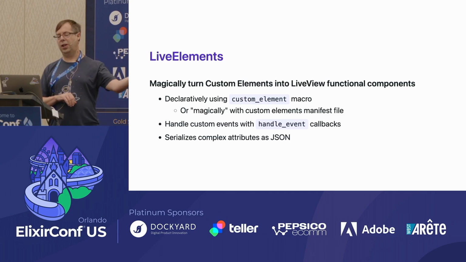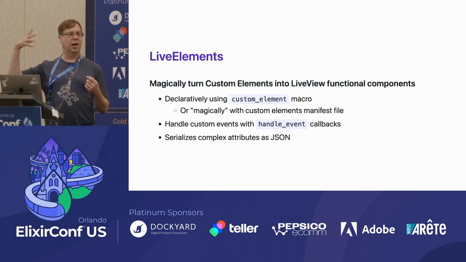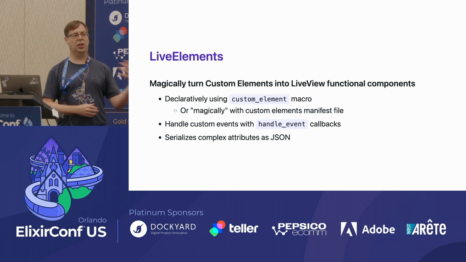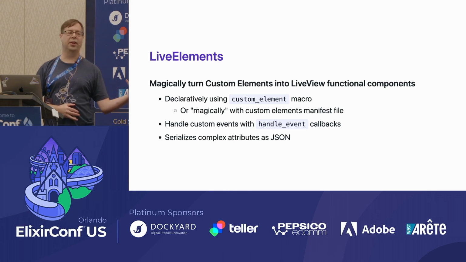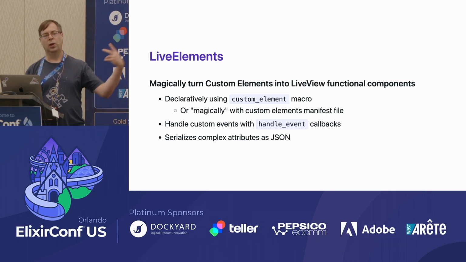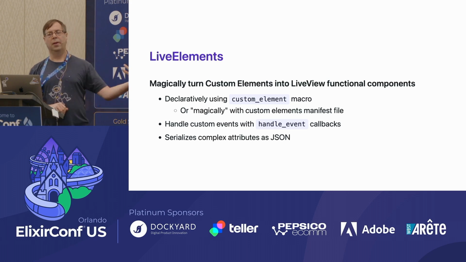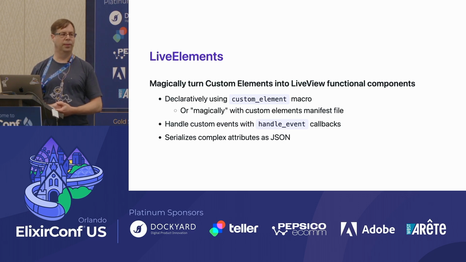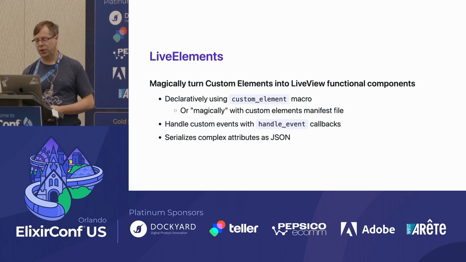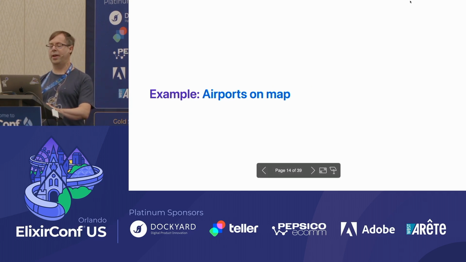That functional component is just like any other functional component in LiveView, and it does a few things for us. It will handle custom events out of the box. You declare the custom events that this element can emit, and then you are able to handle your custom events just like any other handle_event in LiveView, and it just works. The other thing it does is when you're passing data into a custom element via attributes, if it is anything other than primitives, it will serialize it as JSON for you. So it'll just take care of it. This is easier to see by example, so let's do that.